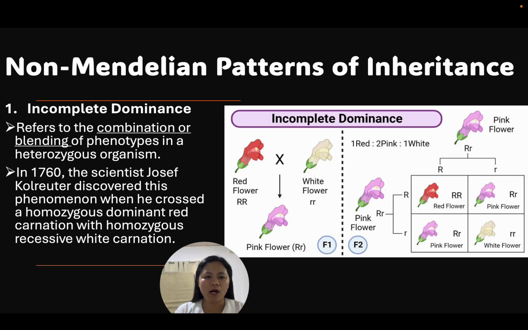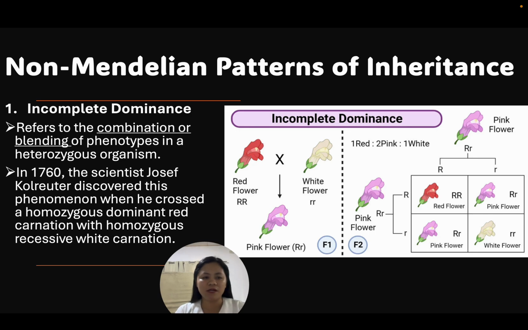So, let's start with those other forms of trait expression that are somehow observed in other species. Okay, so the first one is incomplete dominance. It refers to the combination or blending of phenotypes in a heterozygous organism. So, when we mix colors, it will result in a different color, not either of the parent colors. That is what happens in incomplete dominance.